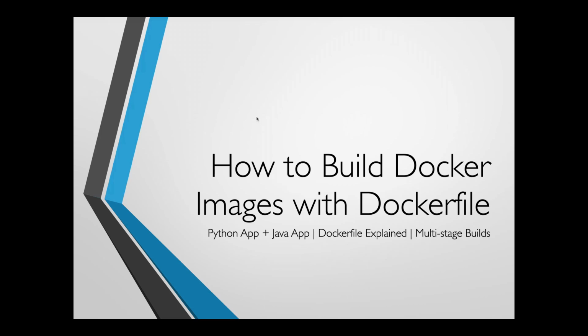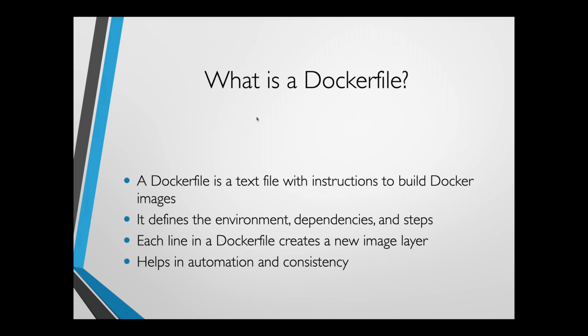In today's video, we will learn how to build Docker images using Dockerfile from scratch. We will cover what a Dockerfile is, common keywords used in Dockerfiles, layers in Docker images, multi-stage builds, and finally build two Docker images, one for a Python app, another one for a Java app. I already have some sample Python code and Java app code that I will be using during the building of these images. A Dockerfile is simply a text file with the instructions that tell Docker how to build an image.